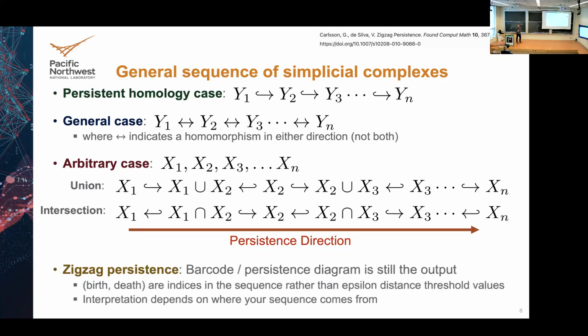So yes, this is known as zigzag persistence, and we'll get the same output where we get a barcode just like before, but now we're measuring when in time these topological features appear and disappear.